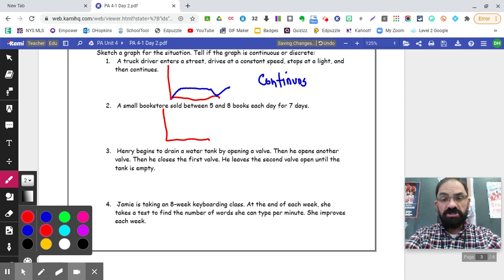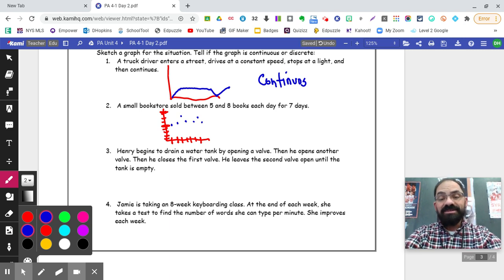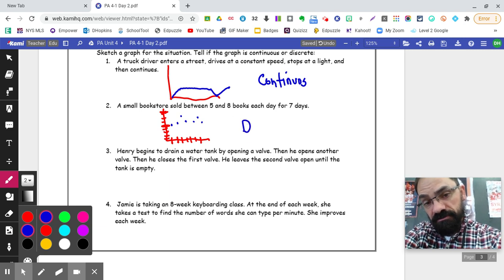A small bookstore sold between 5 and 8 books per day for 7 days. 1, 2, 3, 4, 5, 6, 7 days. 5, 6, 7, 8. So here's 5 and here's 8. So for 7 days, sold somewhere between 5 and 8 books. Now it cannot sell parts of a book, right? It can't sell half a book, so therefore it is discrete.